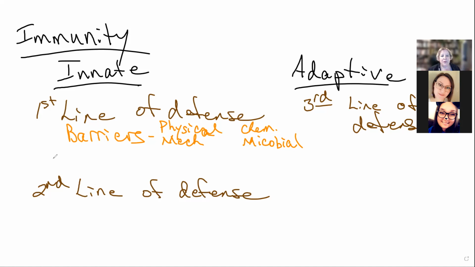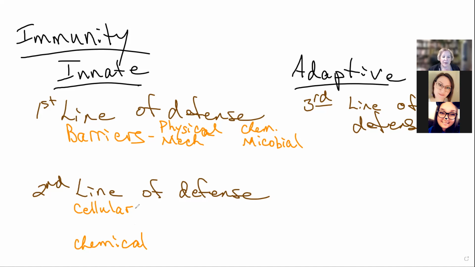Now if the pathogens get past this first line of defense, if they get past these barriers, then we have a second line of defense waiting. The second line of defense comes in different modes. Alphabetically, we have cellular defenses and we have chemical defenses. We'll talk more about these two next time.